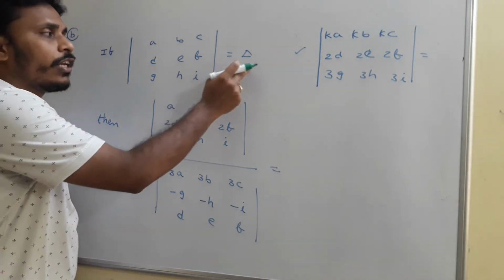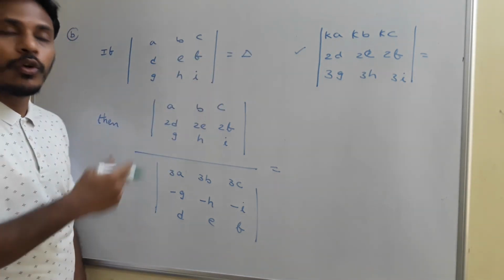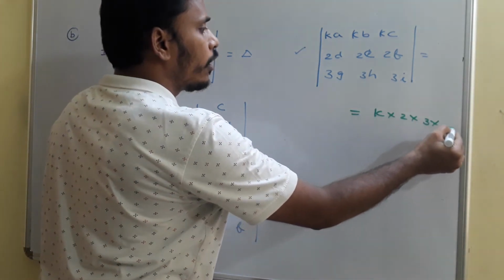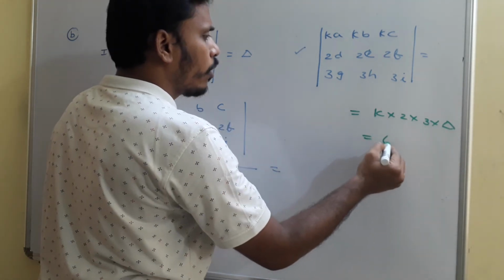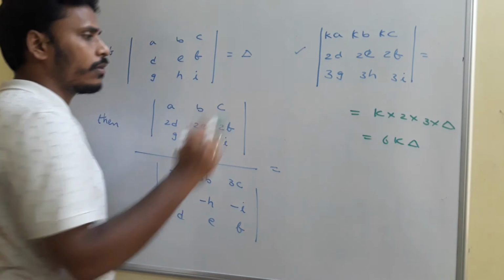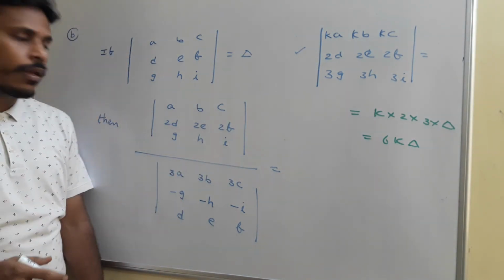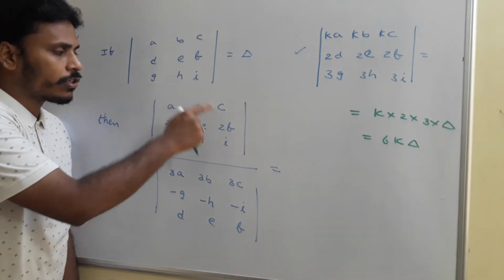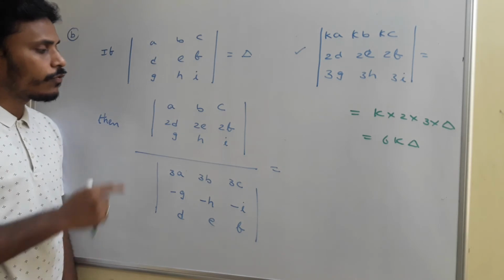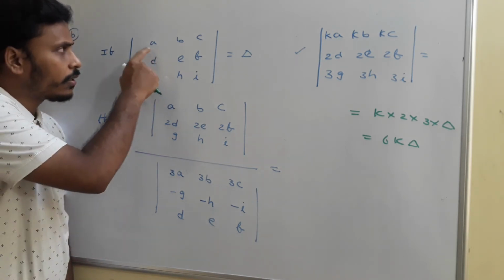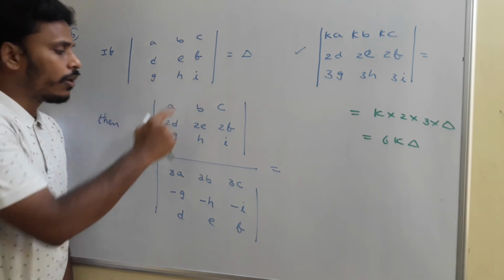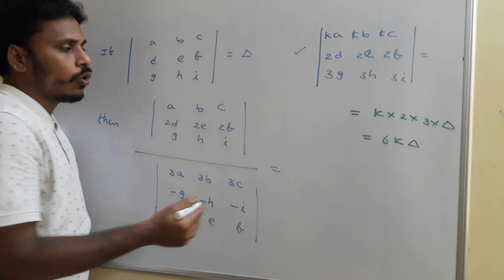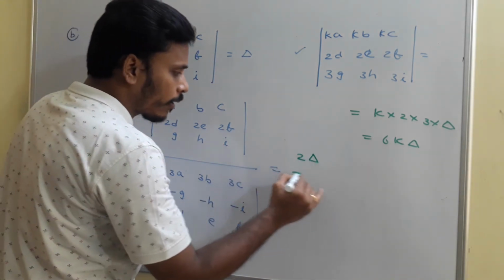So at the end, we need to multiply the old determinant value to get the new determinant: K into 2 into 3 into delta. And that simplification, 6K delta, is your answer. Okay, and that's the determinant. Whereas coming to the ratio between these two determinants, first of all, just observe the numerator. If you look at the numerator, since the first row is the same as given, the third row is also the same as given, and the second row is just multiplied by 2, the determinant of this numerator is 2 delta.